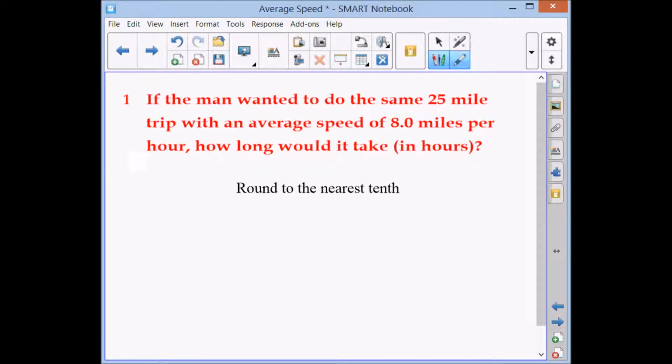Okay, well that's what this next problem is trying to get you to see how we would do that. The problem says if the man wanted to do the same 25-mile trip with an average speed of 8 miles per hour instead, how long would it take in hours? I'm going to use the same equation that I used before, but I'm going to have to rearrange it algebraically to do that. I'm going to go ahead and pause the video so that I can work out a solution and then show it to you. I would like for you to pause the video and see if you can work it out on your own first, and then you can check against my solution. So, pausing now.